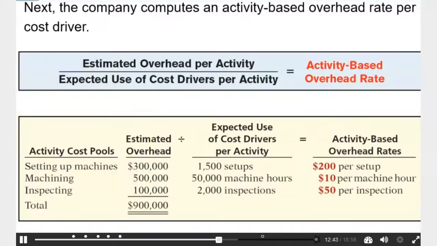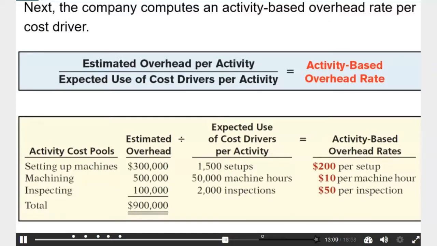So now I've got the activities, and I have to come up with an activity-based overhead rate. It's like our predetermined overhead rate in job costing, only we have an overhead rate for every activity. For setting up machines, the activity is setup. We divide the 300,000 by the 1,500 setups, and we get 200 per setup. We get 10 per machine hour, 50 per inspection.